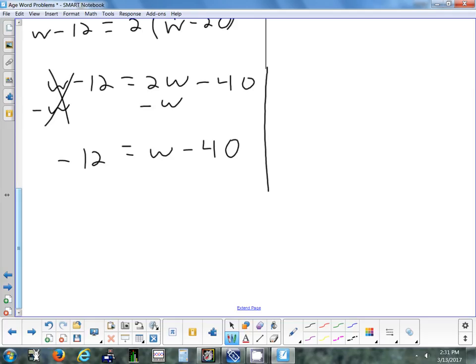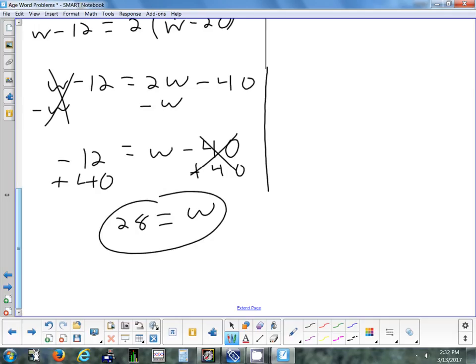Now, I've got some negative numbers there, but hopefully they disappear, because I should not get negative age. So what's my last step? Okay. Yeah, we're going to add 40. Add 40. And what's -12 plus 40? Okay, 28. Okay, and who was W again? That was Walt. Walt? All right.